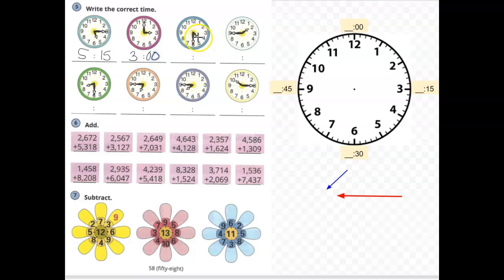Okay, now our short hand, it's not pointing to either one yet, but it's past the 4, and it's not quite to the 5, right? So it's still 4. And our minute hand is pointing down to the 6. What does that mean? It means 30.